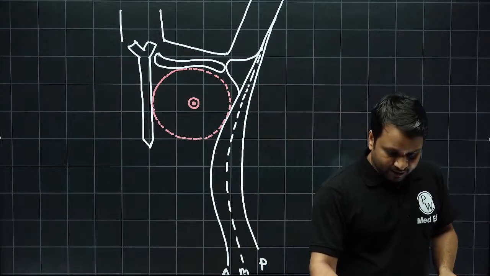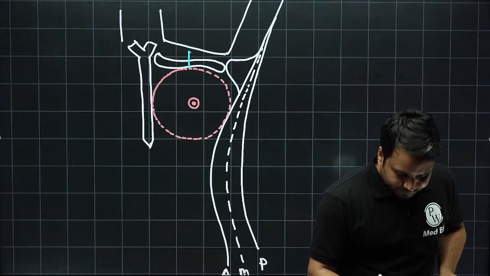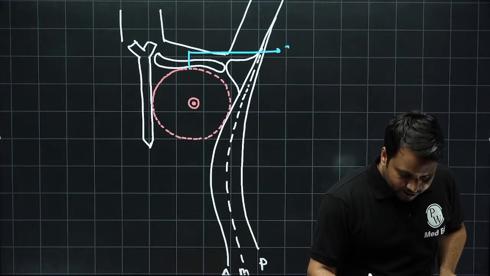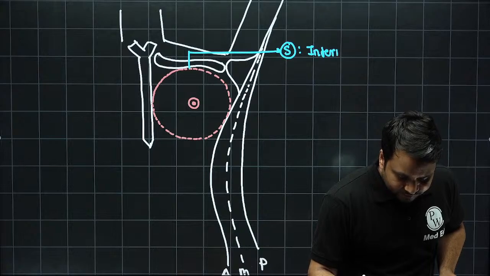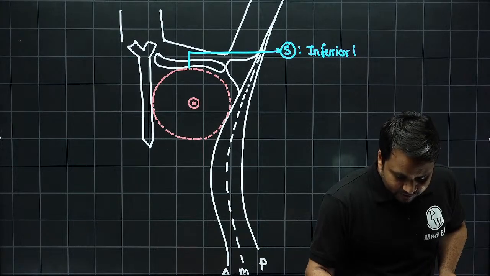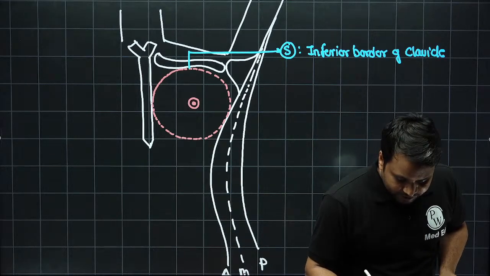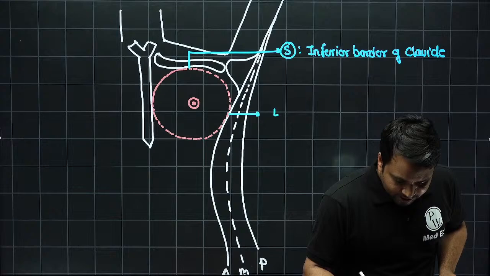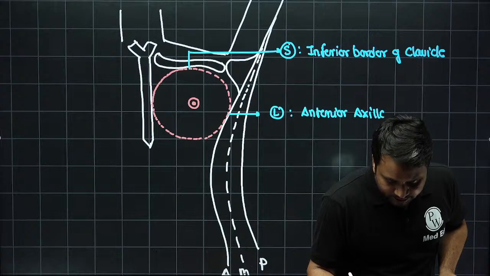Now, if I highlight it, what is the clinical extent of the breast? You see, this is the superior extent. When I say the superior extent of the breast, it is the inferior border of the clavicle. Then you look, this is the lateral extent. The lateral extent is formed by the anterior axillary line.